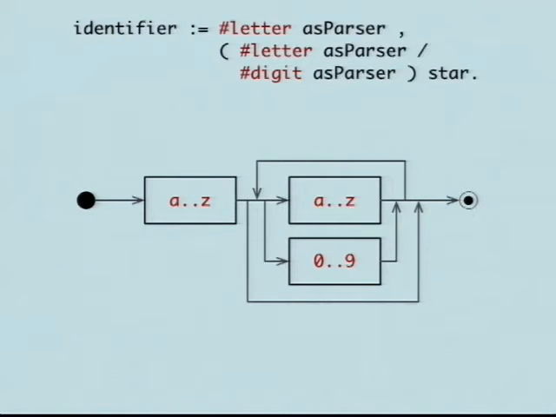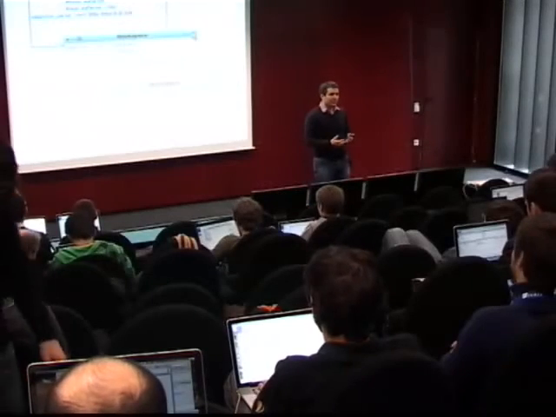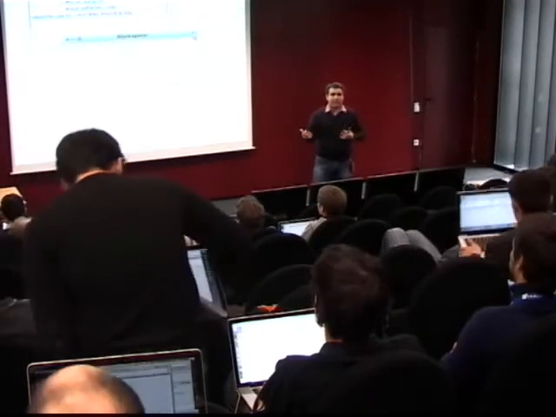Who has already finished? I want you to open the image now, please. Open the image, open a workspace, and type this in. If you look at it, the only difference is the string here. I just want you to go and get a feeling for it. It's basically a very simple parser for parsing an identifier in a regular language.